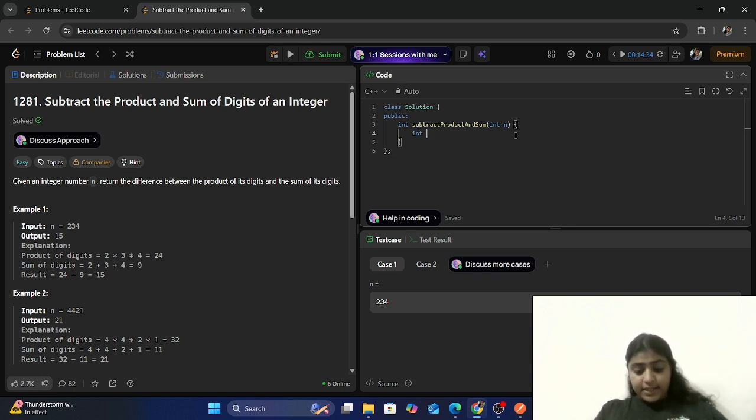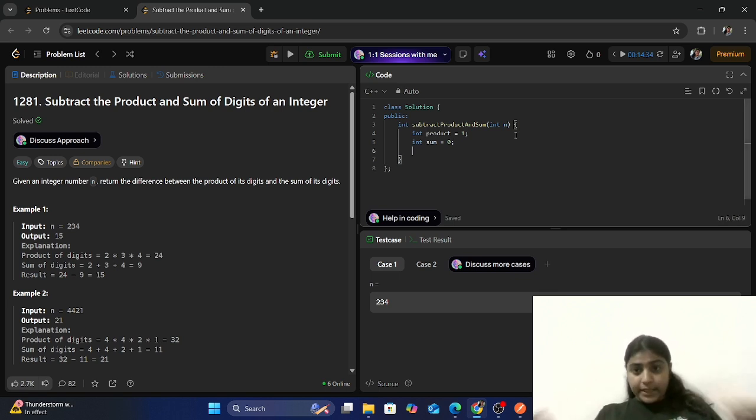First we will initialize int product equal to 1 and then sum equal to 0. Here we have initialized product equal to 1 to hold the product of digits and sum equal to 0 to hold the sum of the digits. The product is equal to 1 because if product were 0, then any number multiplied by 0 would give us 0. So that's why product is 1 and sum is 0.